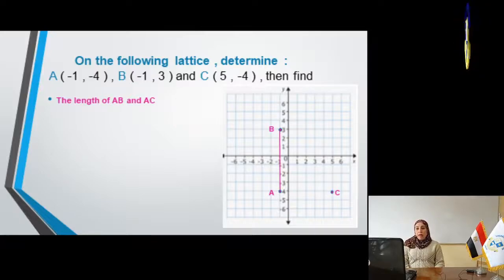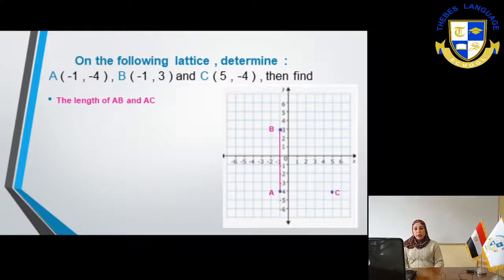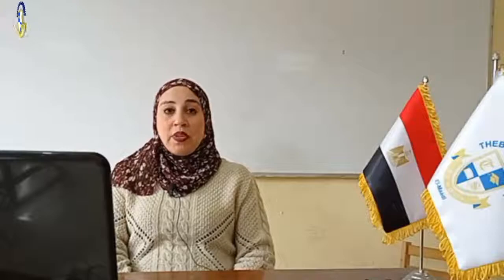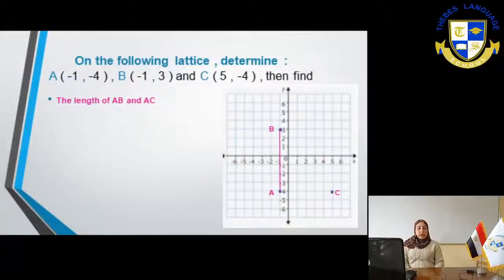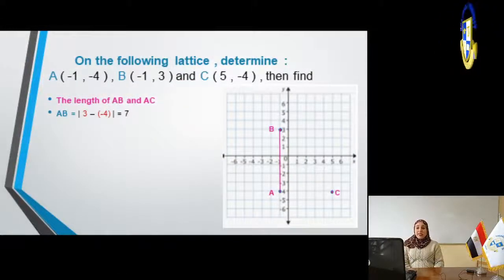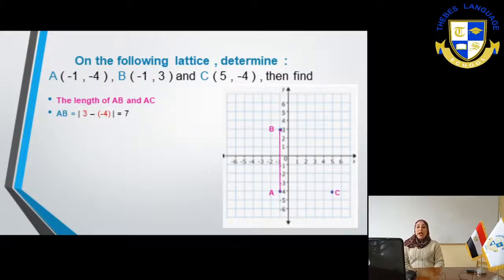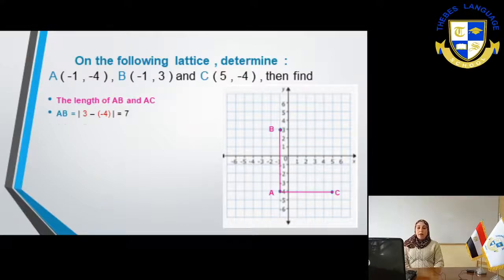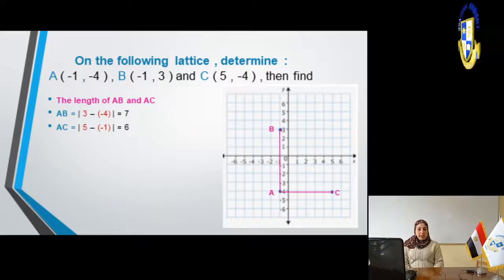Now, AB, I'll start with point B minus point A. Each one of them has two numbers. Of course, I will not subtract -1 and -1. I'll subtract the different numbers from each other. So it will be 3 minus -4, which equals 7. 7 what? 7 units. AC, join it, find the length of it. It will be 5 minus -1 equals 6.